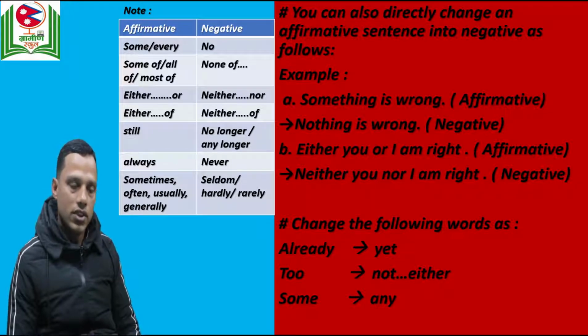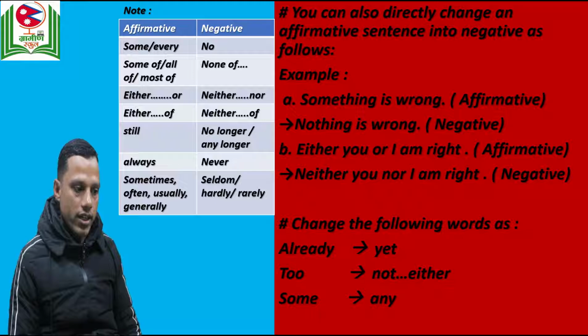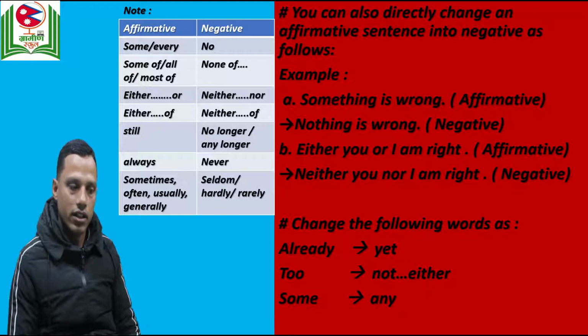For example, some or every is directly changed into no in negative. Similarly, some of, all of, or most of is changed into none of in negative. Either or is changed into neither nor. Either of changes into neither of. Still changes into no longer or any longer in negative form. The word always changes into never in negative. And the words like sometimes, often, usually, generally are changed into seldom, hardly, or rarely while changing into negative forms. So this is the thing you have to note.